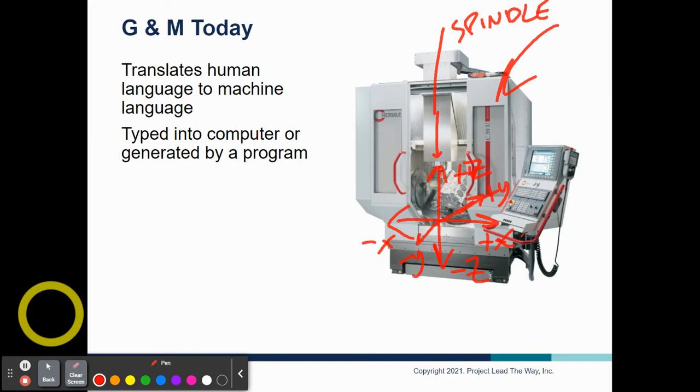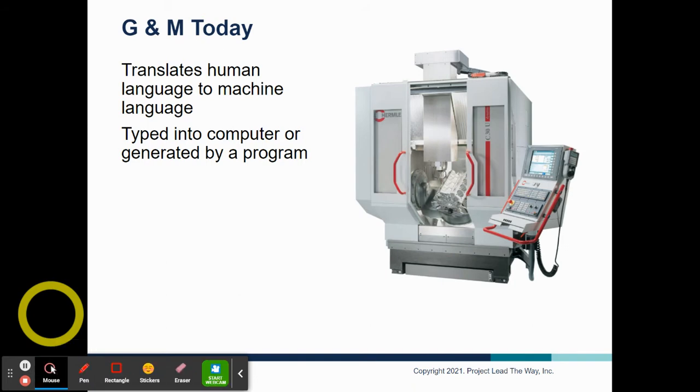But like I said, basically G and M code is going to translate human language, what we want it to do, into machine language, so that the machine knows exactly what we're trying to accomplish. It's going to be typed into a computer nowadays or generated by a program. Our class will probably do a little bit of handwriting our program, and that's called manual programming. But it's not as bad as it sounds.